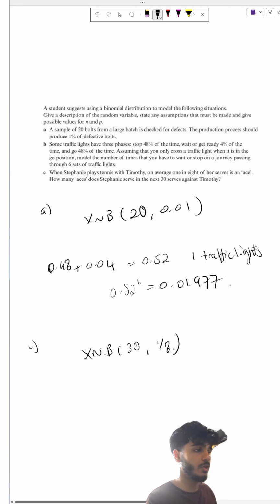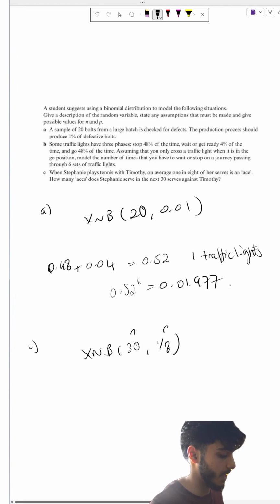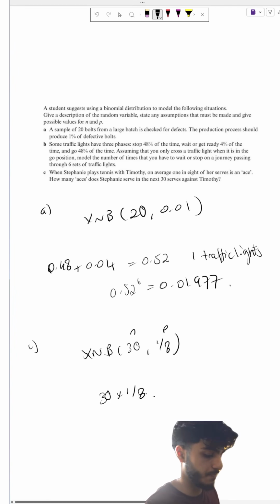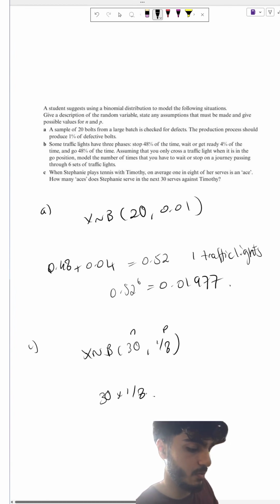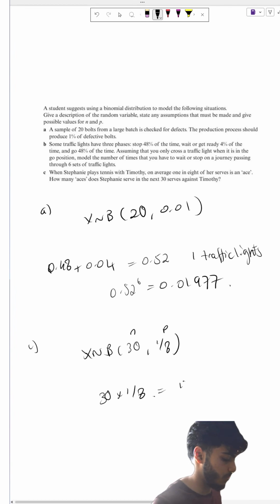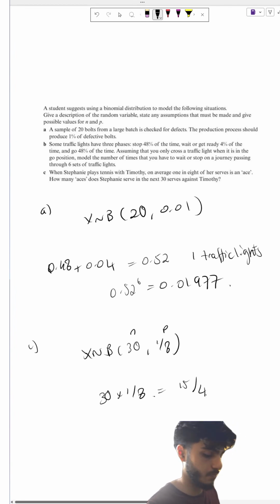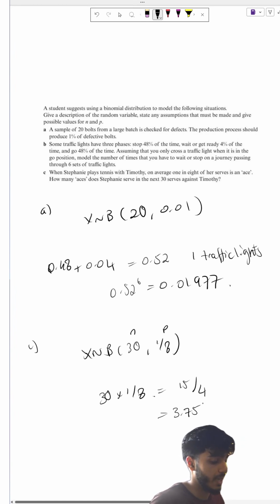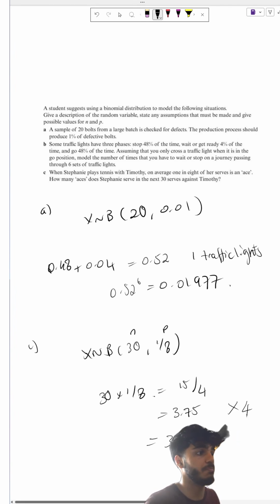But for our average, what we do is just multiply our n and our p. So it's just going to be 30 times 1/8. That's going to give you 15/4, which is 3.75. How many aces does Stephanie serve? Technically it's 3. It's not 4 because that's bigger. She doesn't serve 4. What she definitely does is 3, but you have that 0.75.